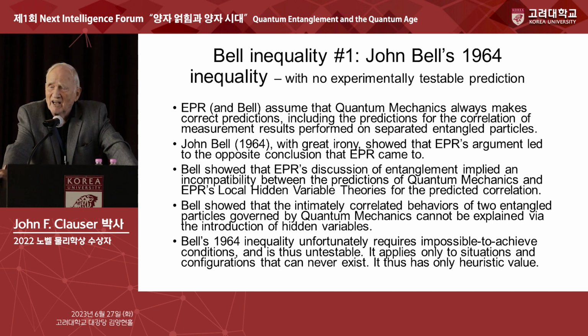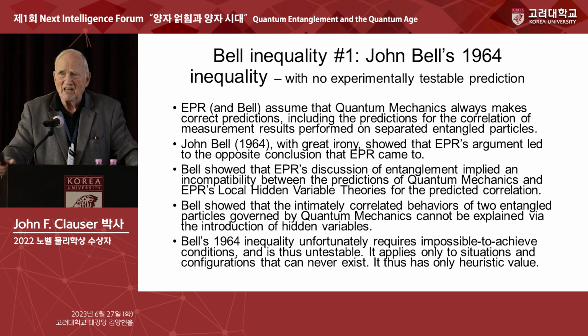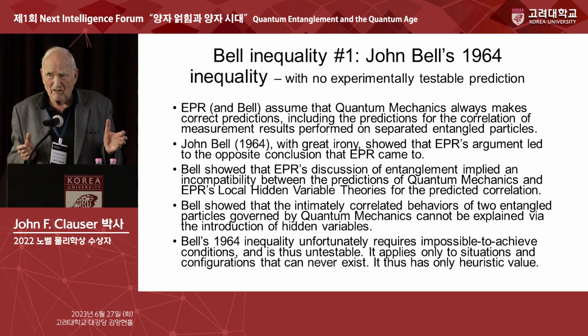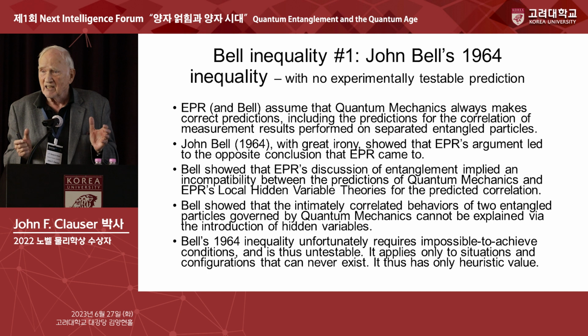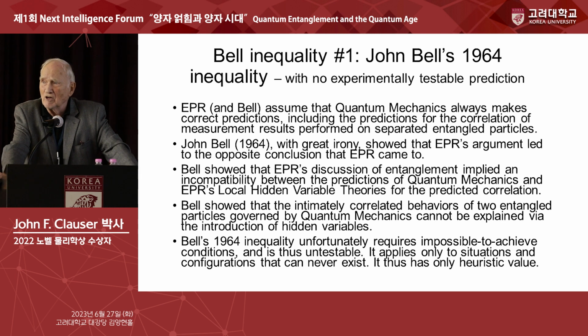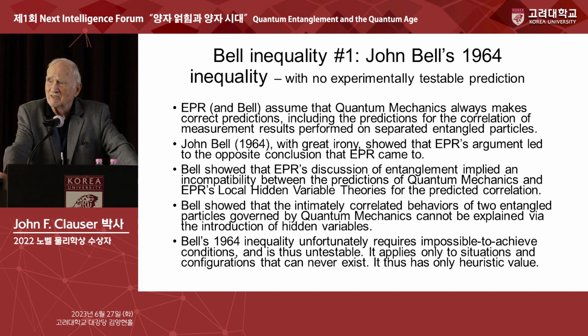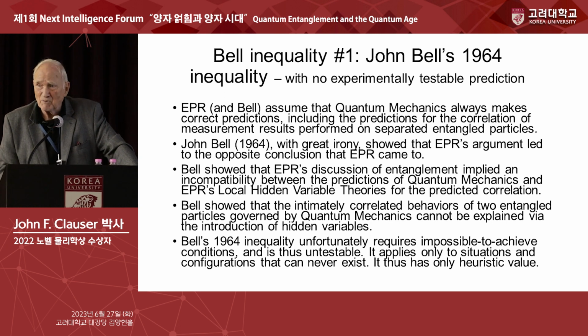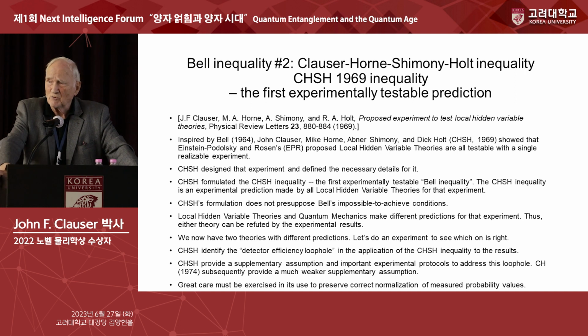Okay, the 1964 inequality, unfortunately, Bell had assumed that there had to be a particular experimental configuration, orientation of the polarizers or the analyzers, that led to a perfect correlation. Well, there's no way you can build a device with perfect correlation. So there's no way you could actually use his result to provide an experimental test. So that's where Mike Horn, Abner Shimoni, and Dick Holt came in.